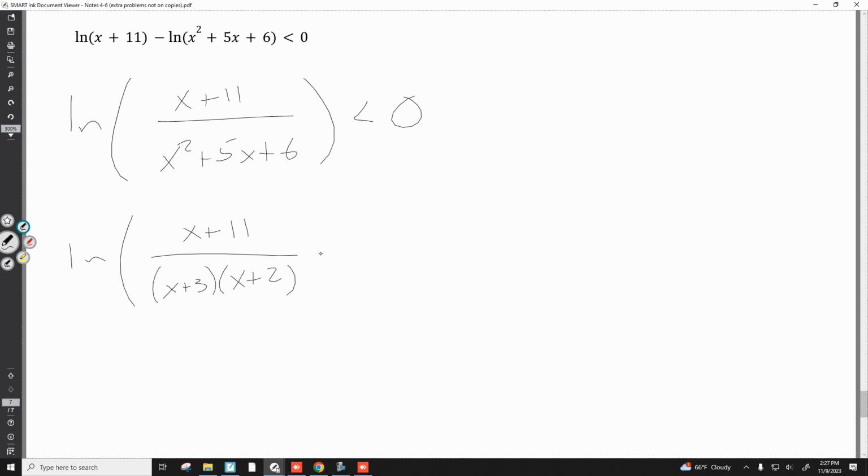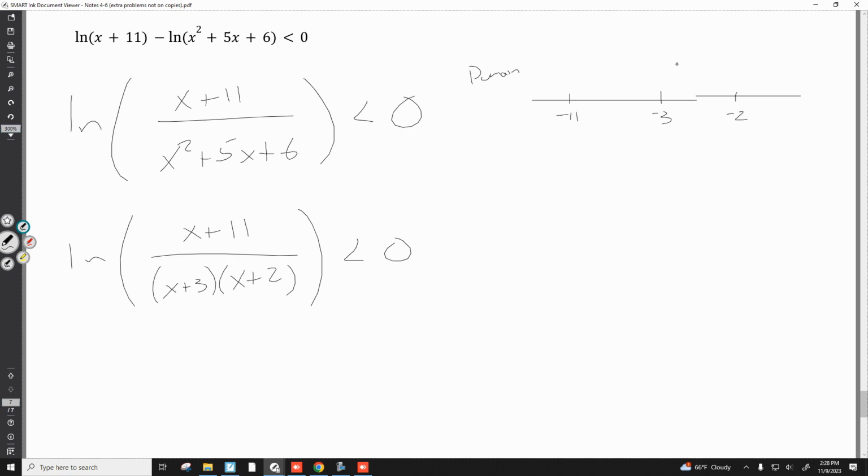Cool. Now, we know that we can only have positive values inside the logarithm. I'm going to create a number line that pays attention to the domain. What are x values that I can plug in? Well, I know negative 11, negative 3, and negative 2 are zeros in my rational function inside the logarithm. Negative 3, negative 2, and negative 11.